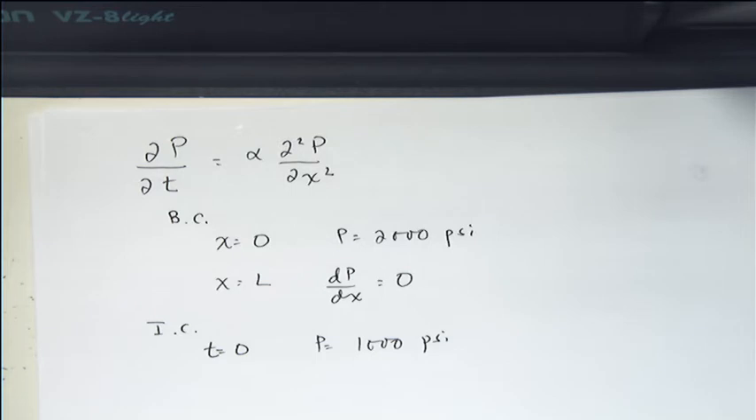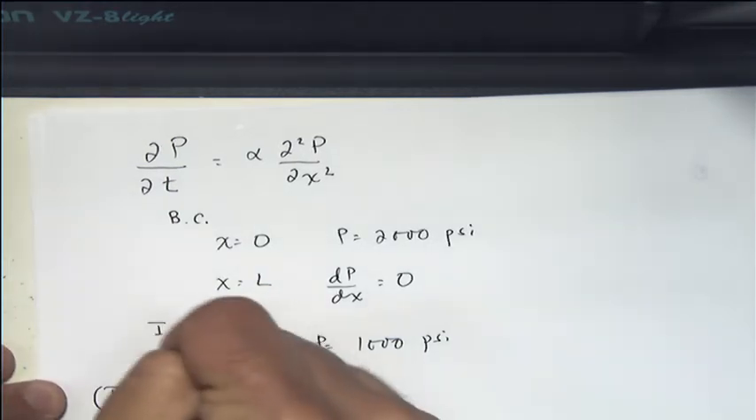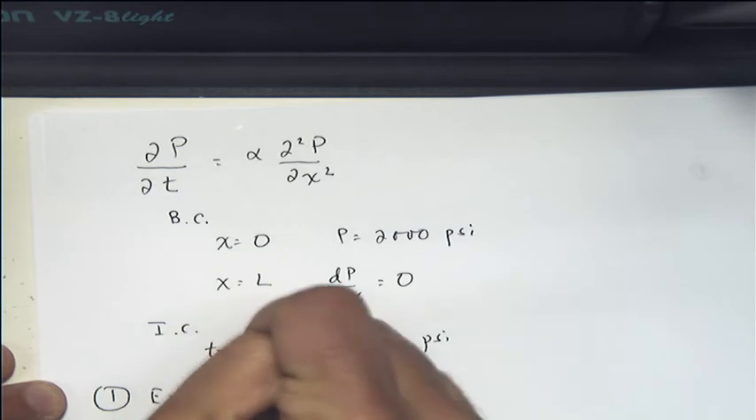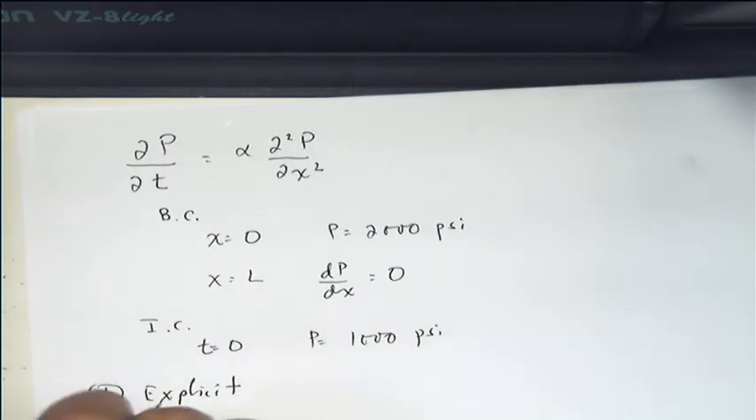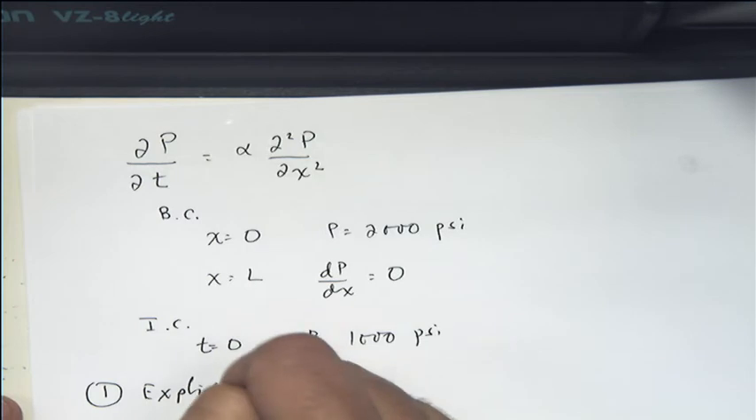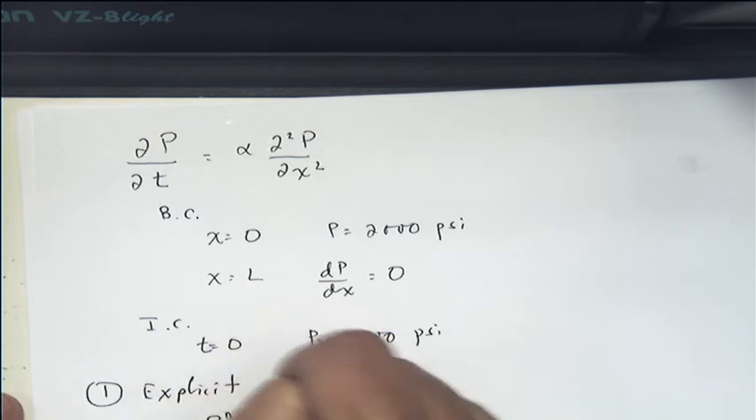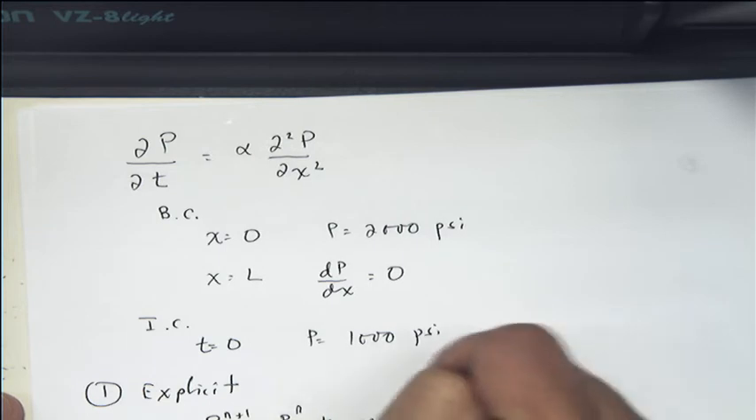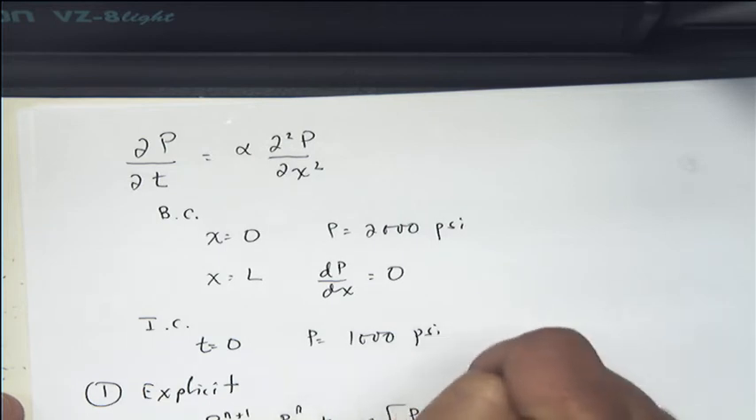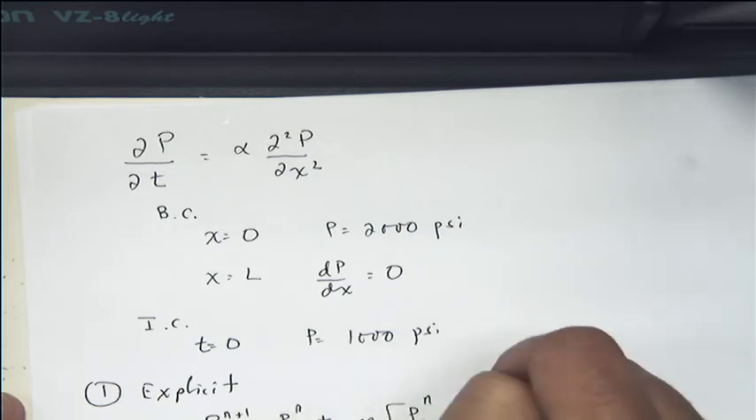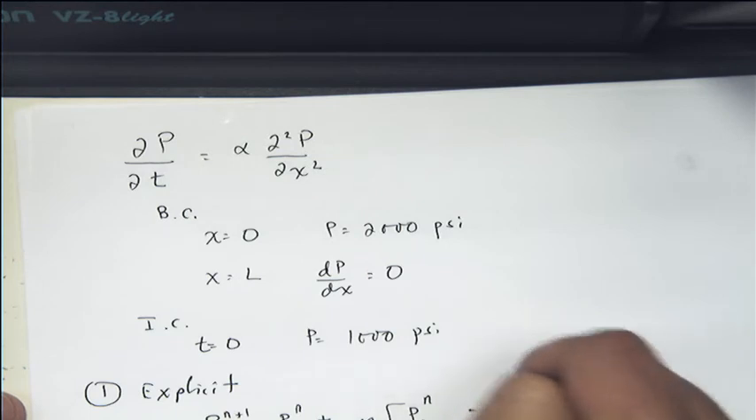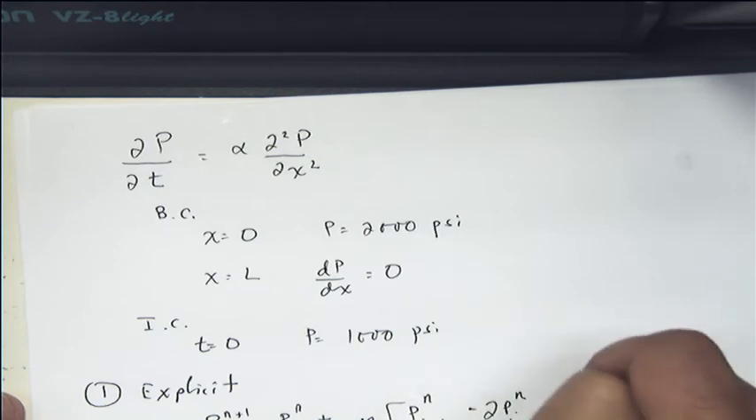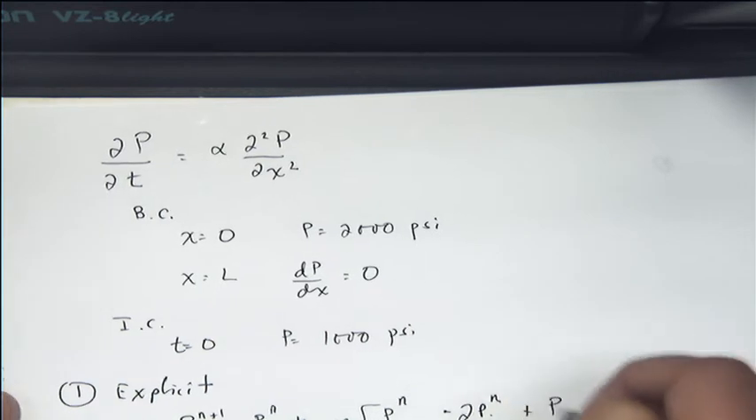So that's the kind of problem we want to do, and we're going to solve it by using the explicit method. And the formula for that is p_i^(n+1) is equal to p_i^n plus eta times (p_(i-1)^n minus 2 p_i^n plus p_(i+1)^n).